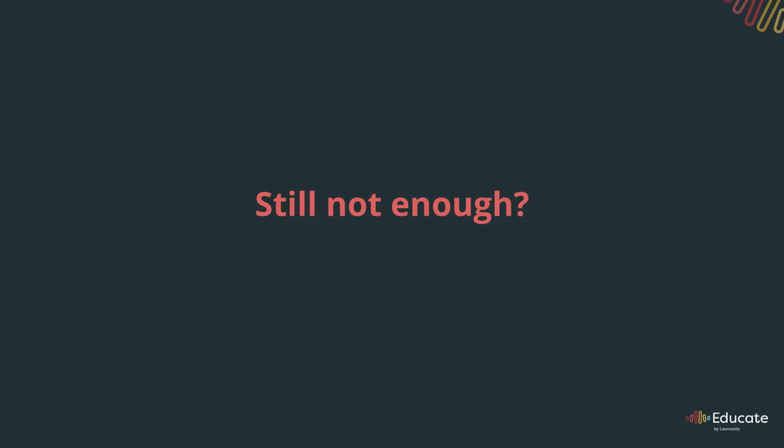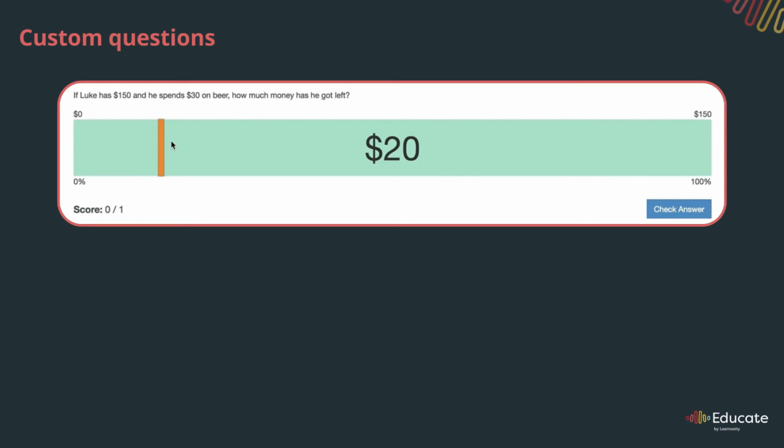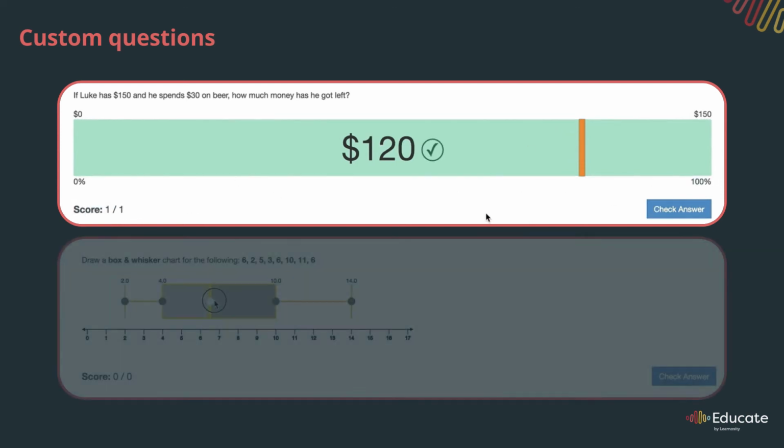But what if it's still not enough? What if you want to do more? Like a question type that we don't have. This one here is just a basic slider, so it's easy to do, and you can do it with your own code. But if you want to integrate it in our APIs and get all the scoring power, then you can easily do it using something called a custom question type.